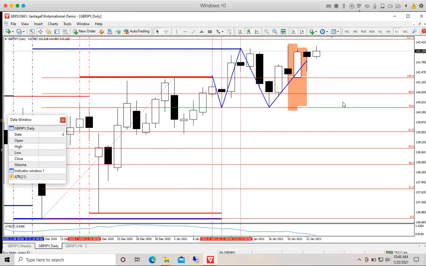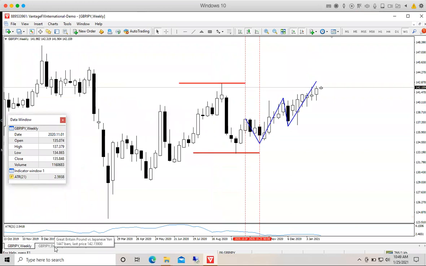Going to GBP yen, however, it's continued to test this resistance level. We look to trade a bearish overlay here. That trade did not work out. So in fact, I think it stopped out this morning.